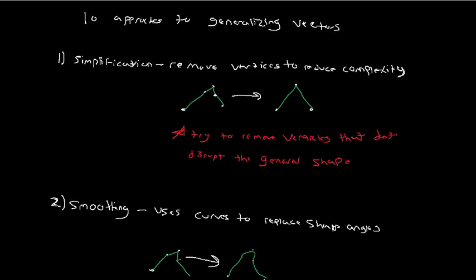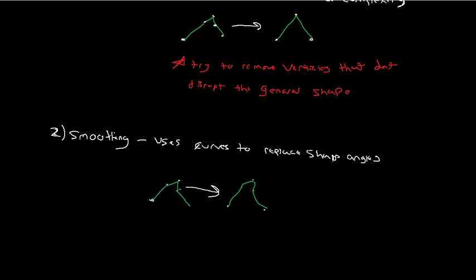So again, simplification, we remove vertices, trying to do so without changing the shape. With smoothing, we replace sharp angles with sort of smooth curves, and this gives the idea of reduced complexity.